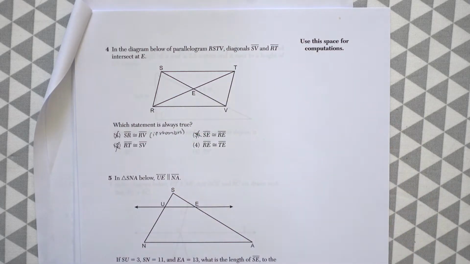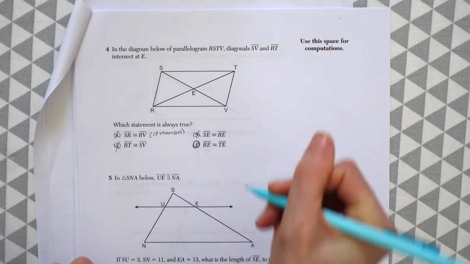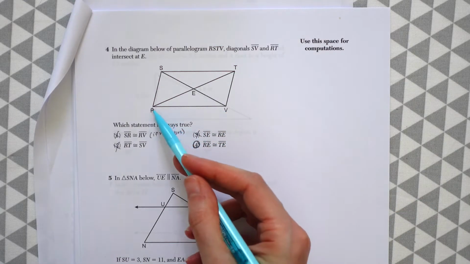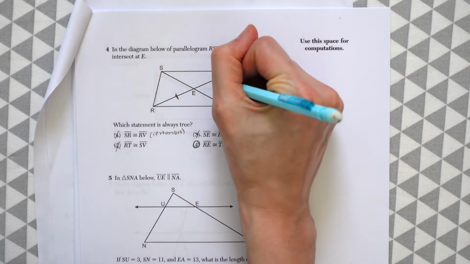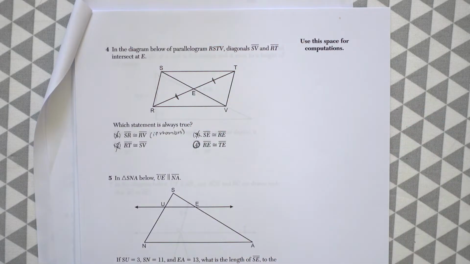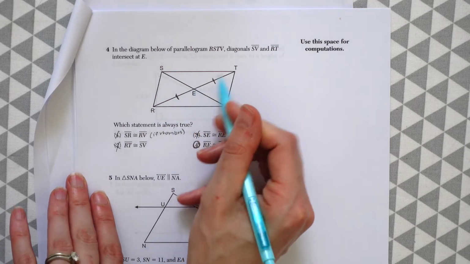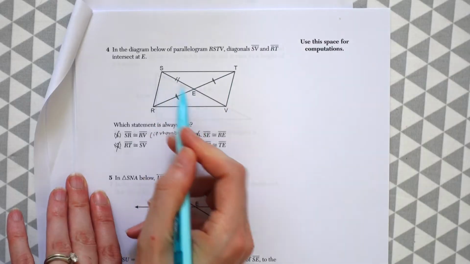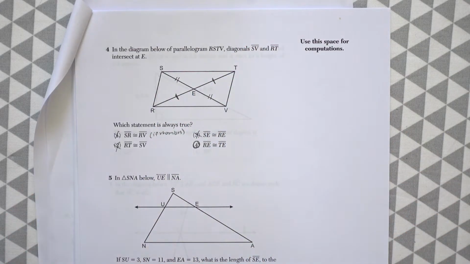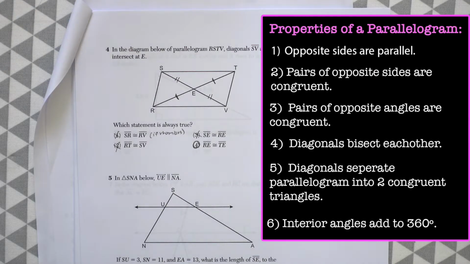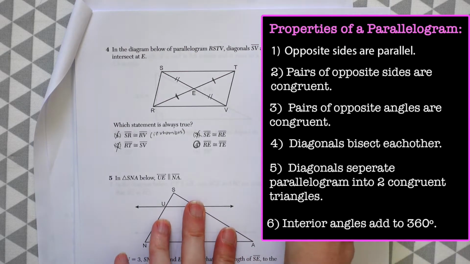And then by process of elimination, we know it's going to be choice number 4, but let's look at what it is. RE is going to be congruent to TE. Yes, a parallelogram's diagonals do bisect each other. So this is congruent to this, and the same thing goes for SE to EV. I'm just going to write the property on the side. There's a bunch of different properties to remember with parallelograms, so please be aware of those. There's a lot of memorization for these kinds of questions.